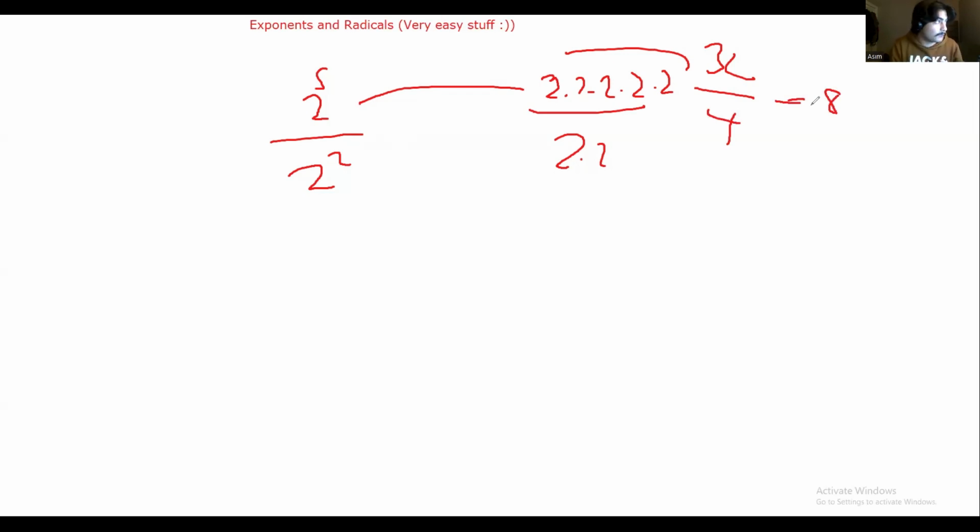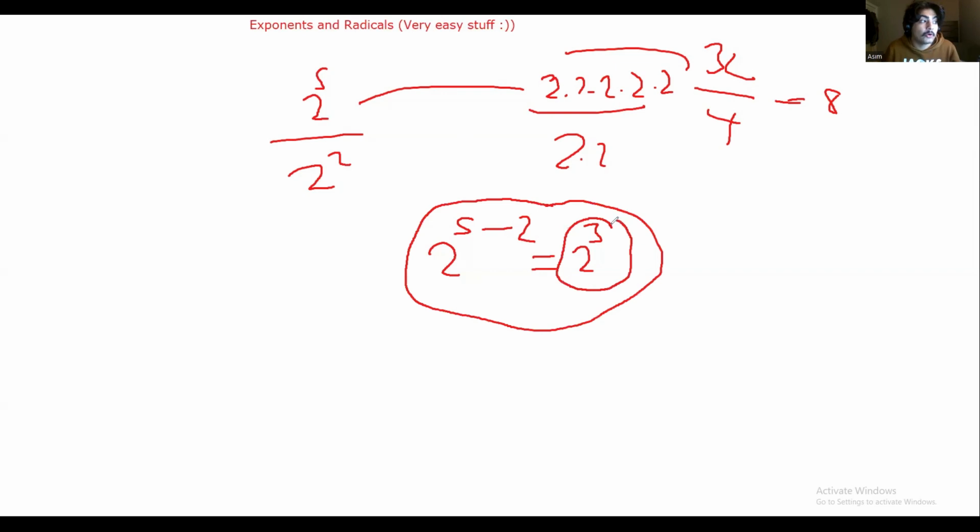There's a way easier method. If we have the same base and we're dividing two exponential expressions, you're just going to say 2 to the 5th power minus 2, which will be 2 to the 3rd power. Why? Because we have the same base and we're dividing. That's why we can just do this and end up with 2 to the 3rd power, which will be 8. Remember, guys, it's not 2 times 3. It's 2 times 2 times 2.